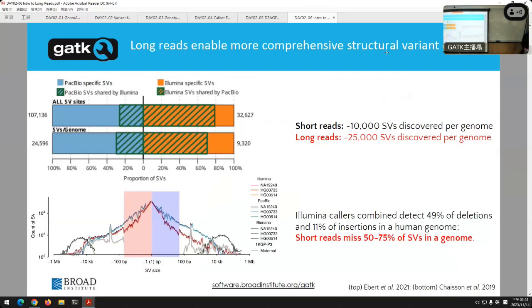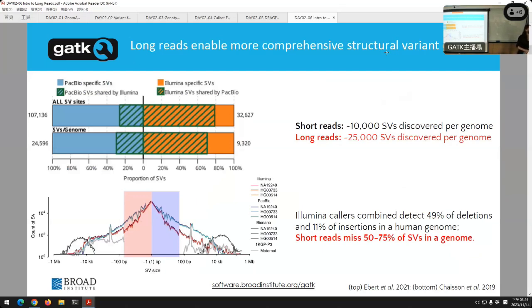So why do we want our reads to be longer? One answer is that it enables more comprehensive discovery of structural variants. I'll talk to you in detail about structural variants a little bit tomorrow and a lot on Thursday. But just so that we're on the same page, a structural variant is a large DNA sequence alteration. We typically say over 50 base pairs.